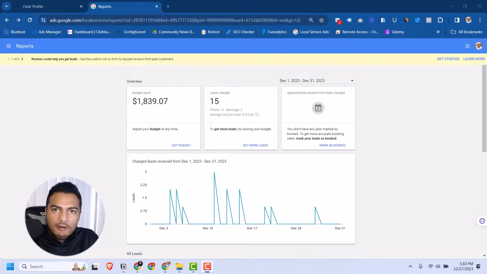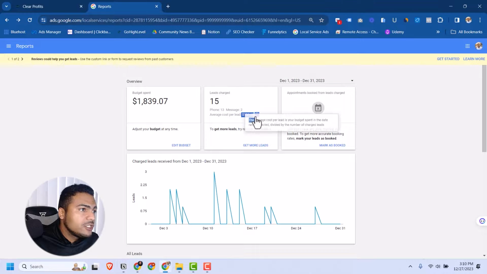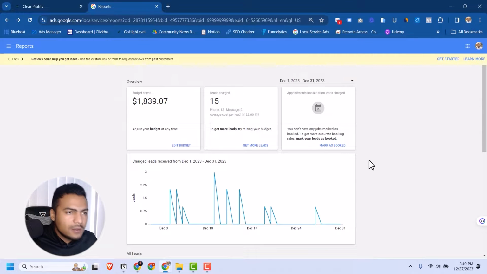This is a law firm and they do DUI, criminal lawyer services, and personal injury, but this one they decided to only focus on DUI and criminal lawyer. During the month of December, we are on the 27th, so we can still generate more leads until the end of the year. But right now we have 15 leads. Our average cost per lead is $122, very cheap.